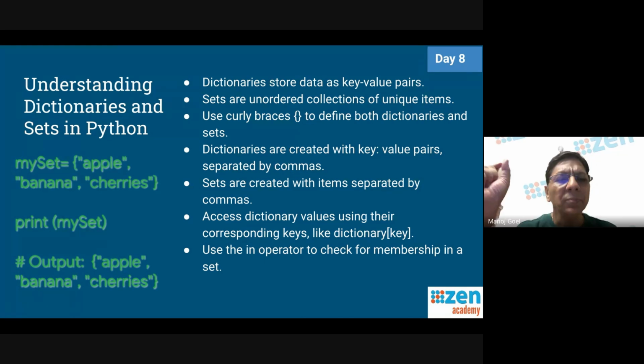So I hope this is clear, right? And then if we have to check if the value is there in a particular dictionary or in a set, we will be able to use the in operator. So let's see. I'm going to share the Python screen, and we will see some examples.